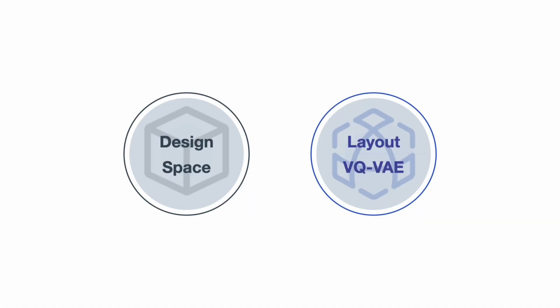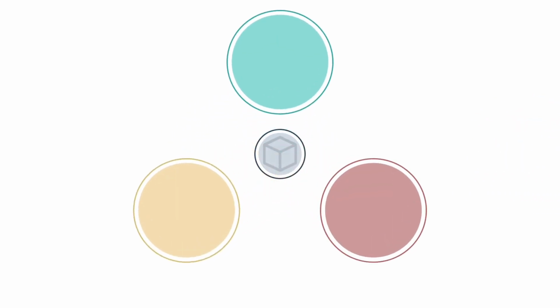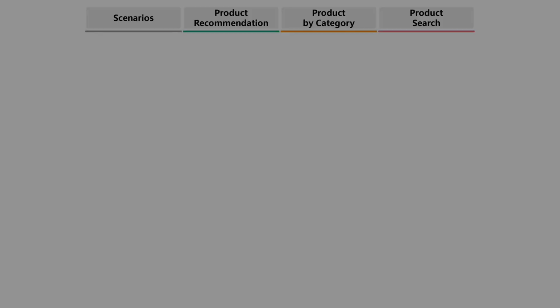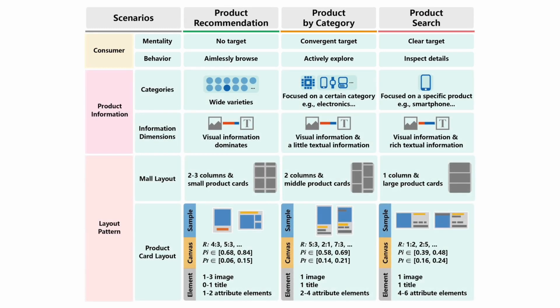In this work, we propose a design space to guide the creation of product listing pages and a novel generative model, LayoutVQ-VAE, to automatically generate product card layouts in pages. In our design space, the scenarios for PLPs are classified into three categories: product recommendation, product by category, and product search. For each scenario, we introduce the mentality and behaviors of consumers who enter it, analyze what kind of product information needs to be presented and how to present it, and propose some explicit layout patterns.